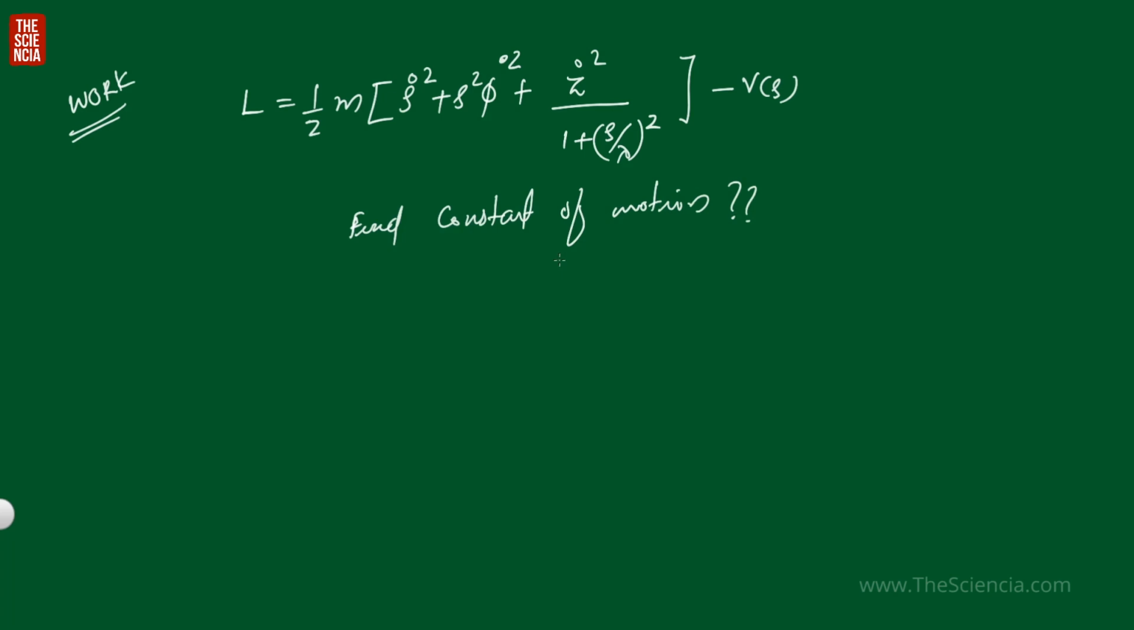Here, what are the generalized coordinates? Rho is there, phi is there, z is there. But what are the cyclic coordinates? Only phi and z. So you get two constants of motion: one corresponds to p phi and one is p z. So please solve it.